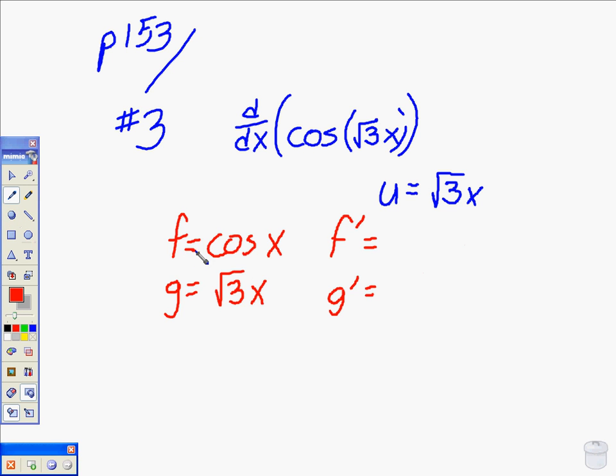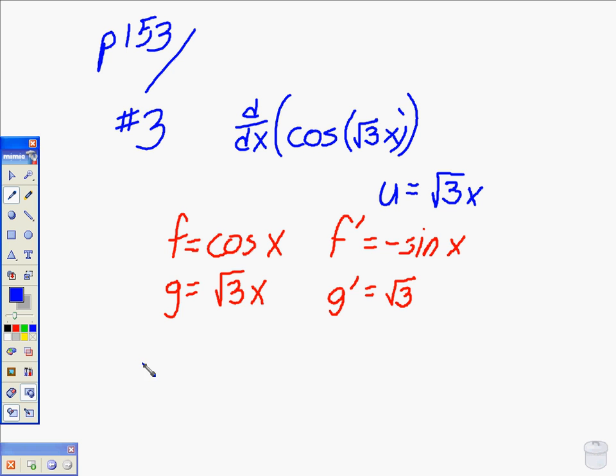Now, if f is the cosine of x and g is the square root of 3 times x, then f of g gives us this, where x is not inside the square root. So, f is cosine, f prime is negative sine. g is the square root of 3 times x. g prime is the square root of 3 times the derivative of x. So that's the square root of 3 times 1, which is just the square root of 3. That one we can do, because it's just a constant number times x. We can take the derivative of that.